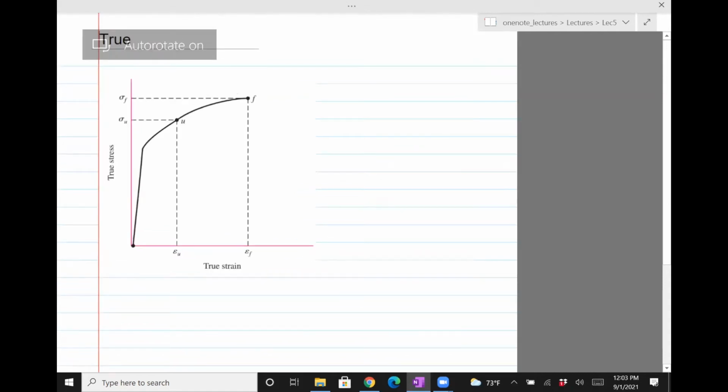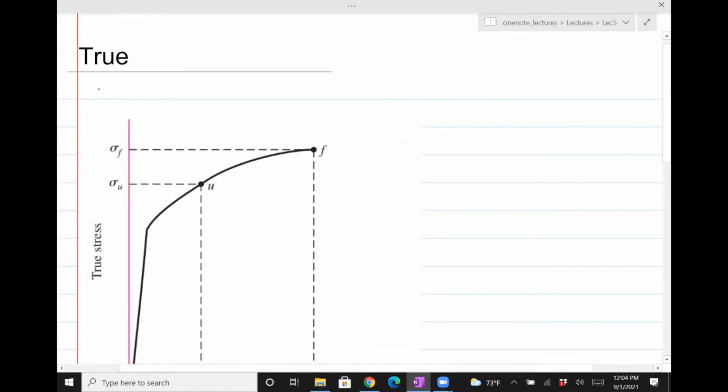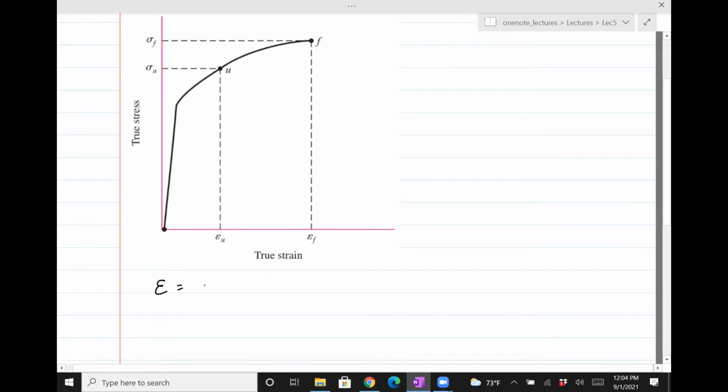So now I'll talk about another type of strain called true strain, or logarithmic strain. It'll be clear in a bit why. Our definition for strain was that strain is a change in length divided by the original length. So the change in length is dl, and the original length is L.